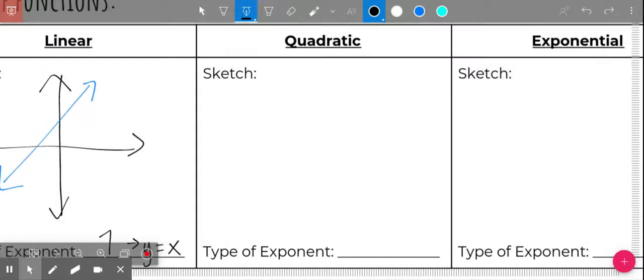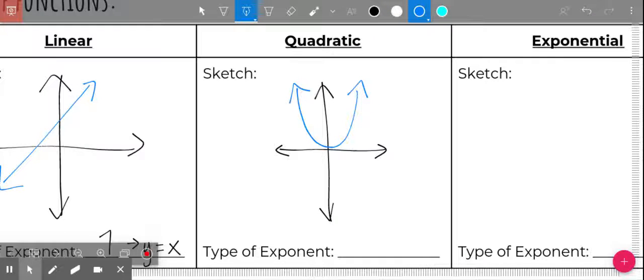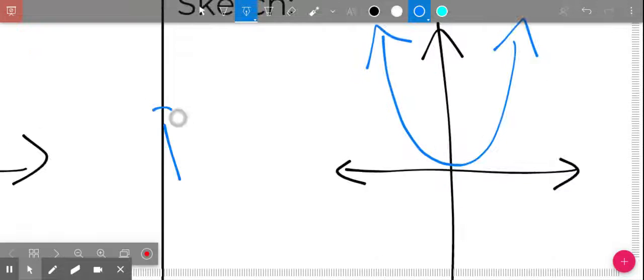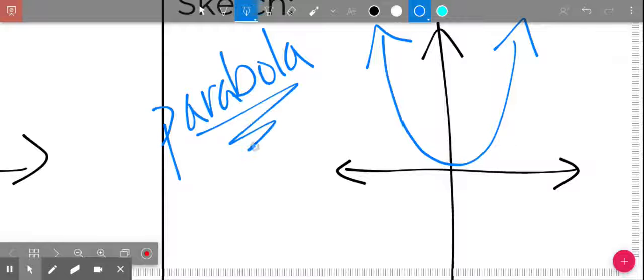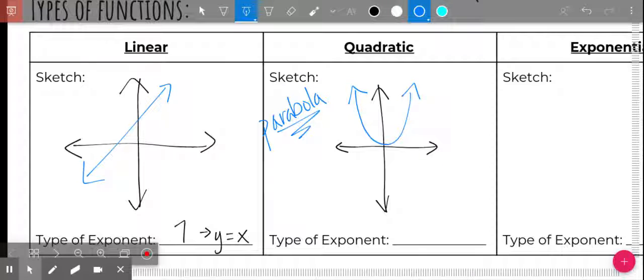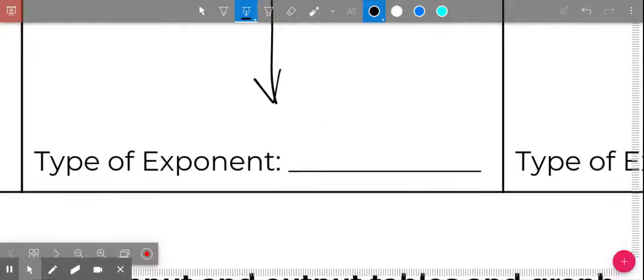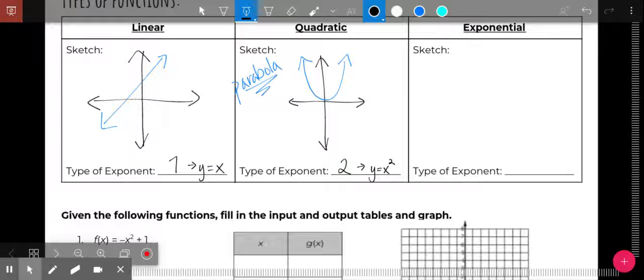This second type of function we're going to be focusing on is quadratic. Now, if I were to draw a picture of a quadratic function, you're going to see something that looks like this. That's a parabola, so just remember that. Anytime we're talking about a parabola, that's going to be a quadratic function. And what type of exponents do quadratic functions have? Their largest exponent is a 2. So for example, y equals x squared. Okay, so we have a 1 and a 2 for our exponents.